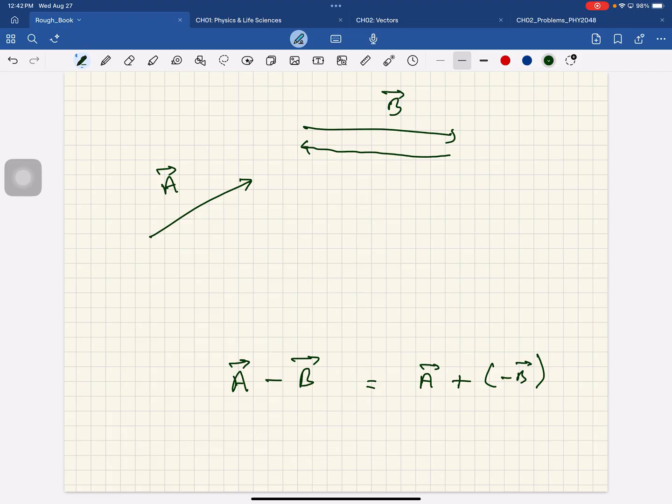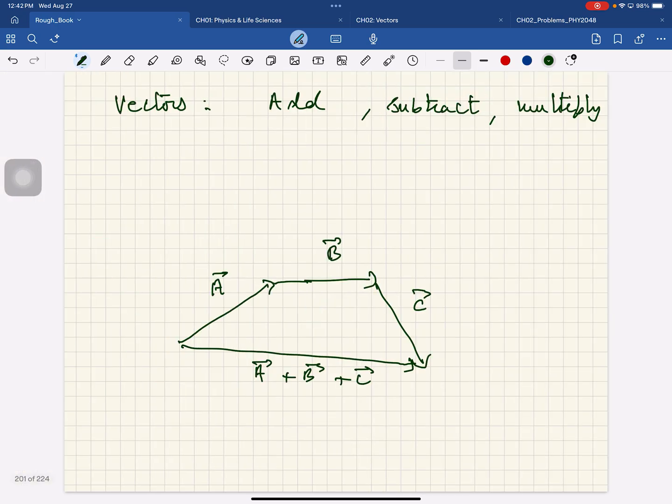So A minus B is, there is A, there is minus B, and there is A minus B. All right, so in 5 minutes, we've learned how to add vectors. So what are we doing here today? We are learning a new mathematical quantity. And the way to get familiar with new mathematical quantities is to learn how to add, subtract, and multiply them.